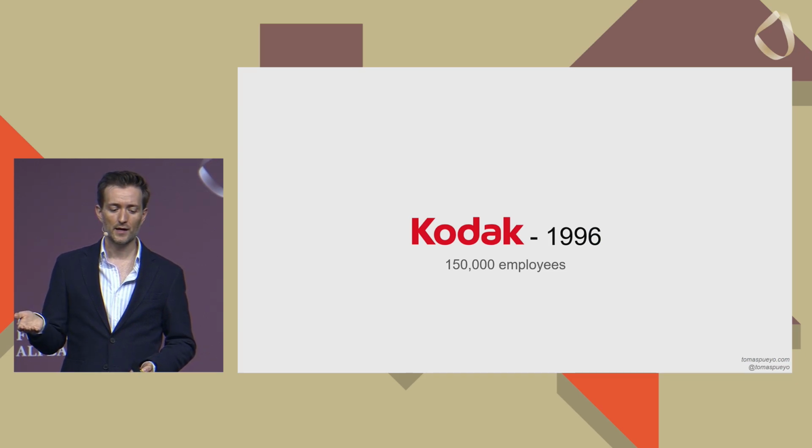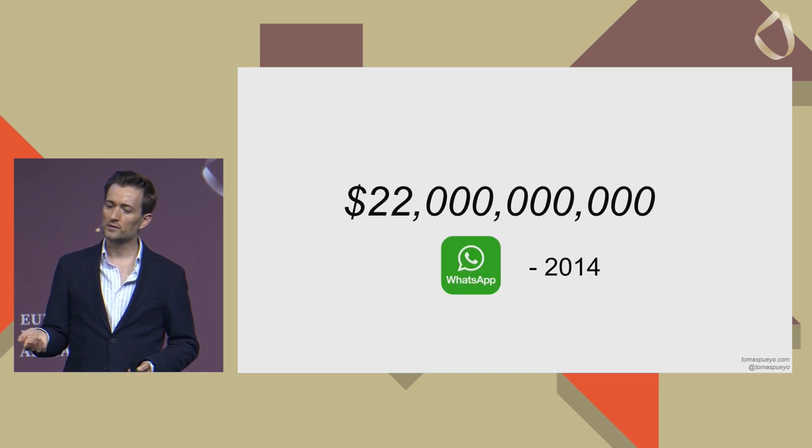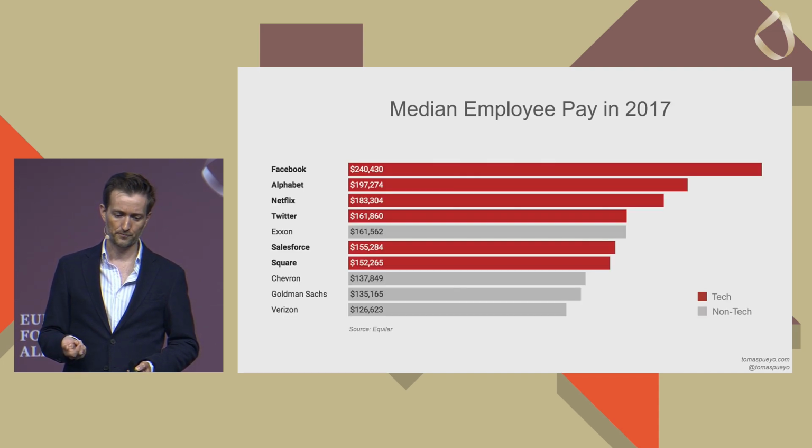Kodak, at the height, had 150,000 employees. Instagram, when it was bought, it was $1 billion and 12 employees. That's $85 million of value created per employee. WhatsApp, $22 billion. That turns out to $400 million created per employee.